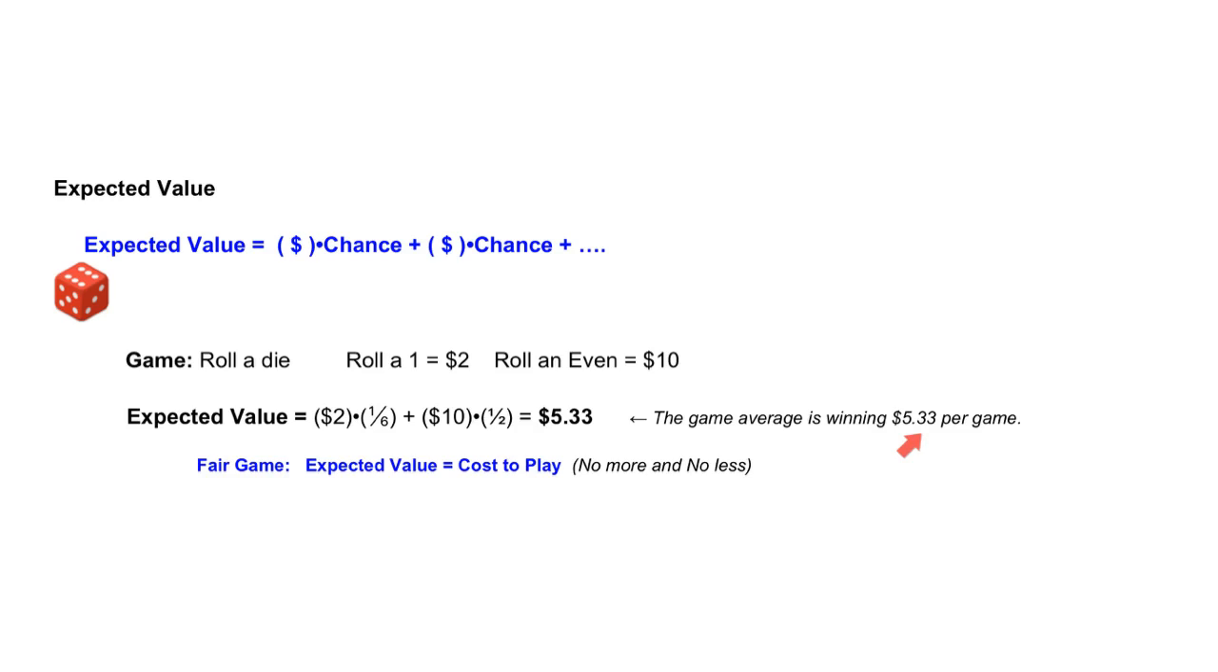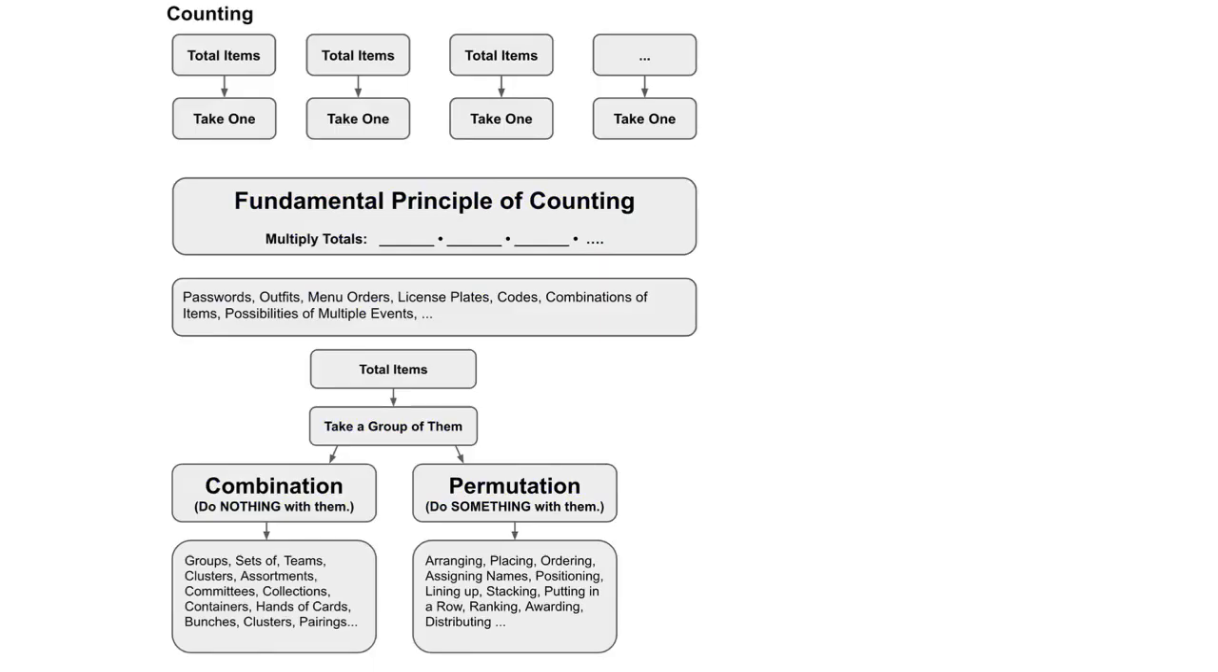So you might want to be making sure you charge more than that. Now, for the game to be fair, it has to be fair for both people. So only when you charge someone $5.33 to play this is when we call it a fair game. It can't be anything more or anything less than this to be considered a fair game. Hopefully that helps. All right, let's move on to counting now.